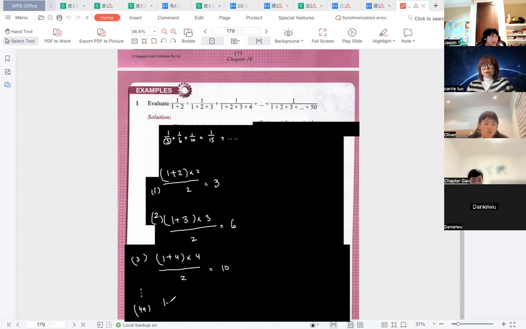The last one is 1 plus 50, times 50, divided by 2. Correct? It's always going to be divided by 2, yes. So 50 divided by 2 is 25, times 51. 1,275. Did you divide it by 2? You didn't divide it by 2, right? Okay, everybody, so this is how we get it.